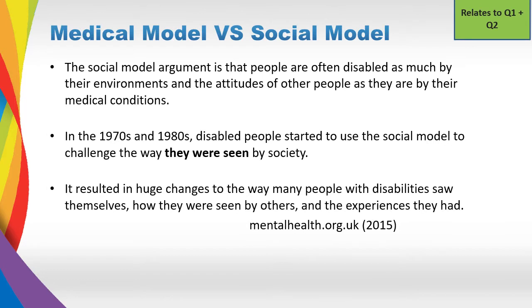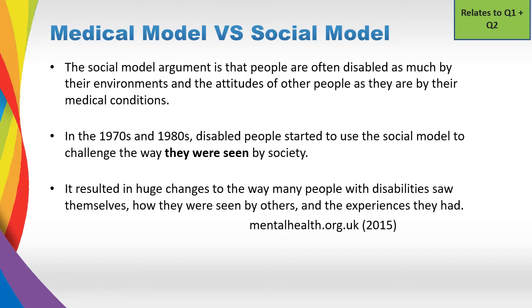The social model argues that people are often more disabled by their environments and the attitudes of people than they are by their medical conditions. If we think about crossing the road, a normal able walking person would be able to step down a curb and walk across the road, whereas if somebody used a wheelchair, they would have to go along to the nearest dipped curb, the ramp in the road, to be able to cross safely.